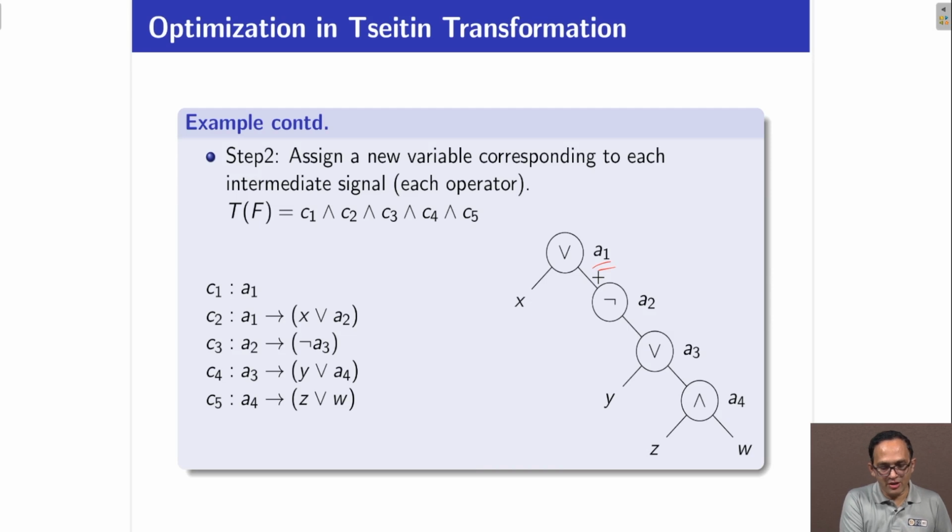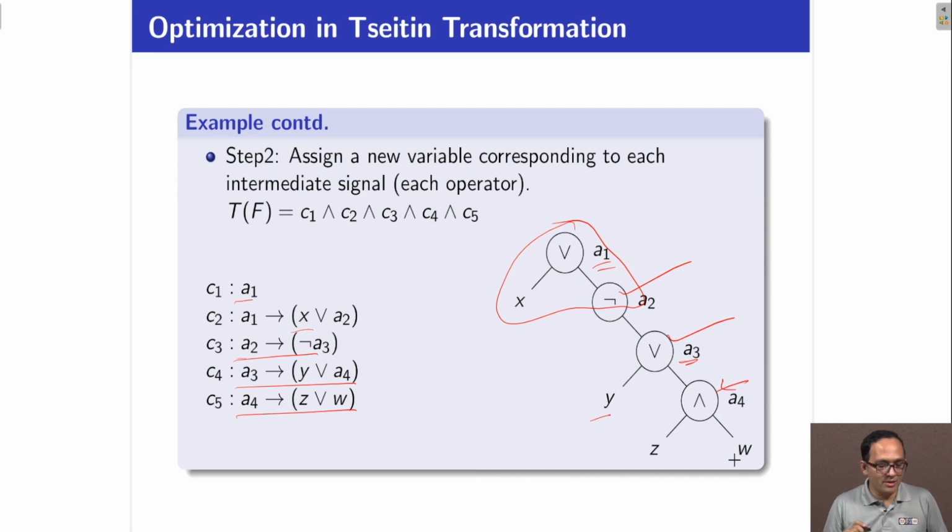And then I will write a clause for every new variable, like this. So, I will have A1 implies X or A2, this is the part I am writing. Then A2 equal to not of A3, this is for this operator. Then A3 implies Y or A4, right, and for this one I will get A4 implies Z and W.